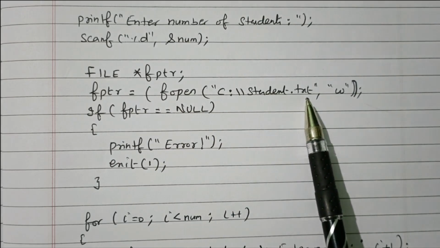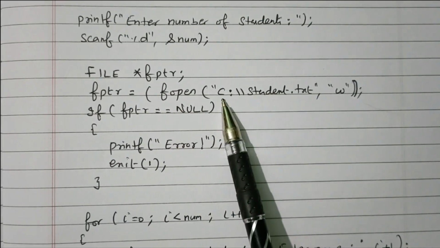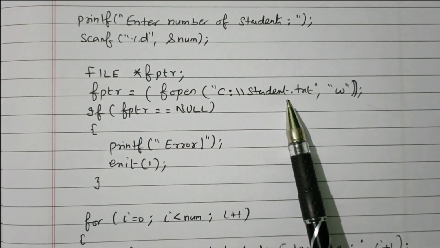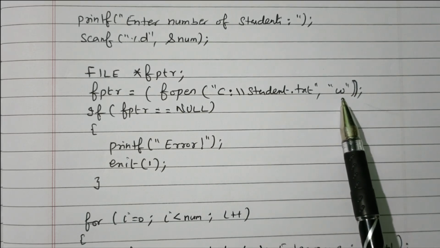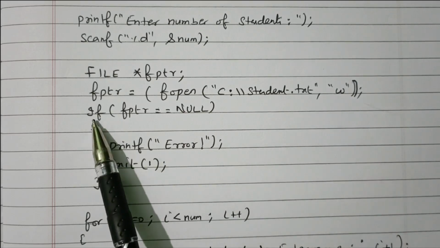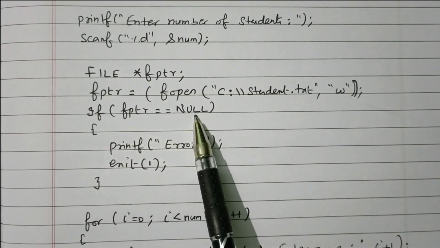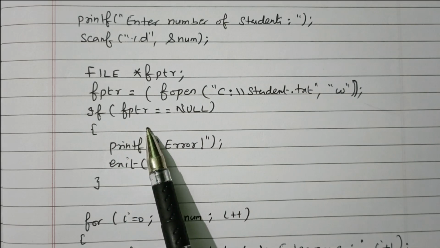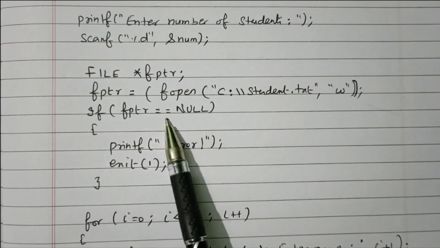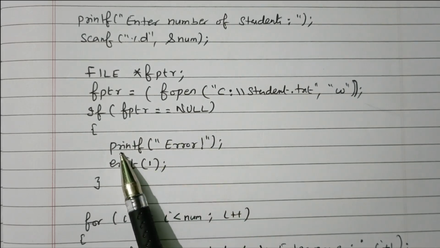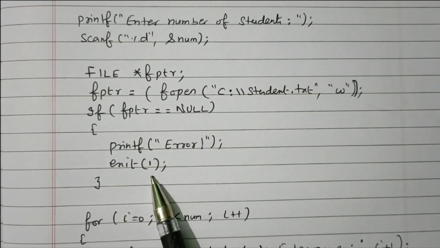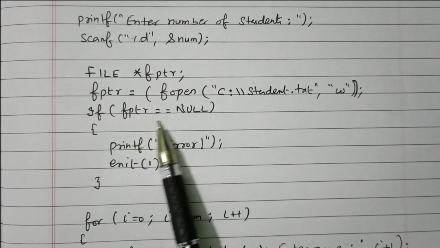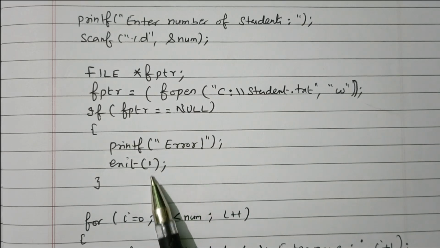student.txt is the file name, so it will be stored with the name student.txt. "w" means we are opening the file for writing purposes. If fptr equal to NULL, we have to check whether any error is there. We have to check the null position. Printf error and exit, since it is not possible to process if the file pointer is null. Otherwise we can proceed.